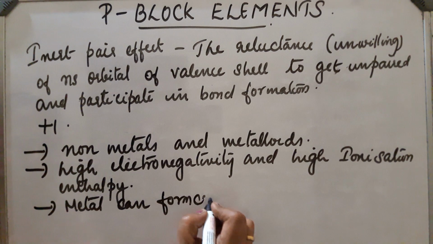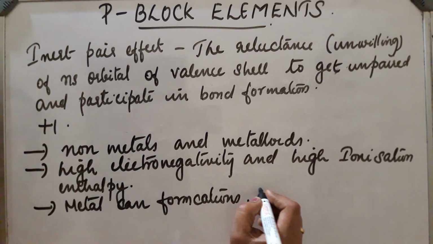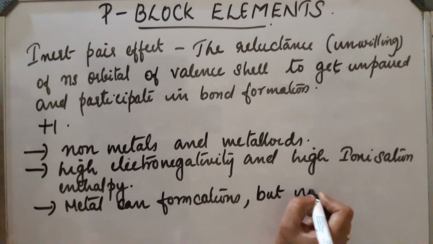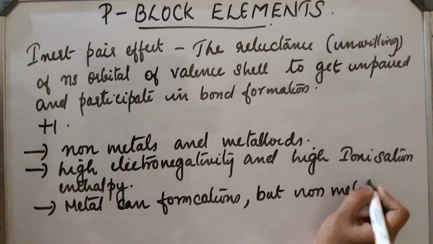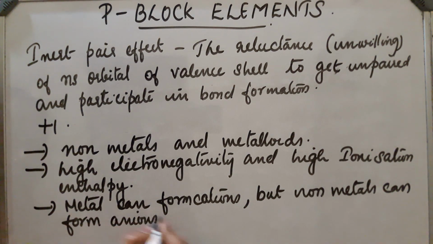But non-metals are highly electronegative, so they can form anions. For example, chlorine is highly electronegative, so it forms Cl- ions. Anions are formed.